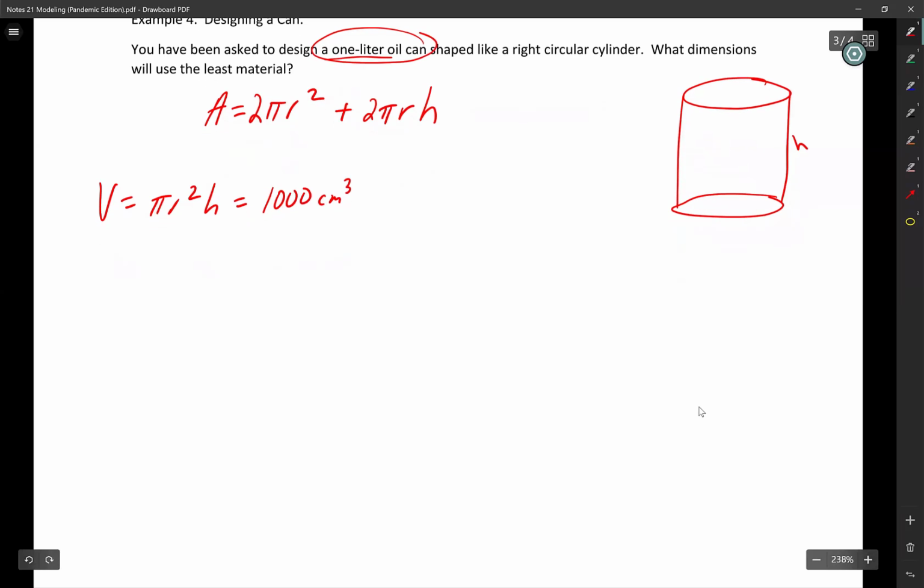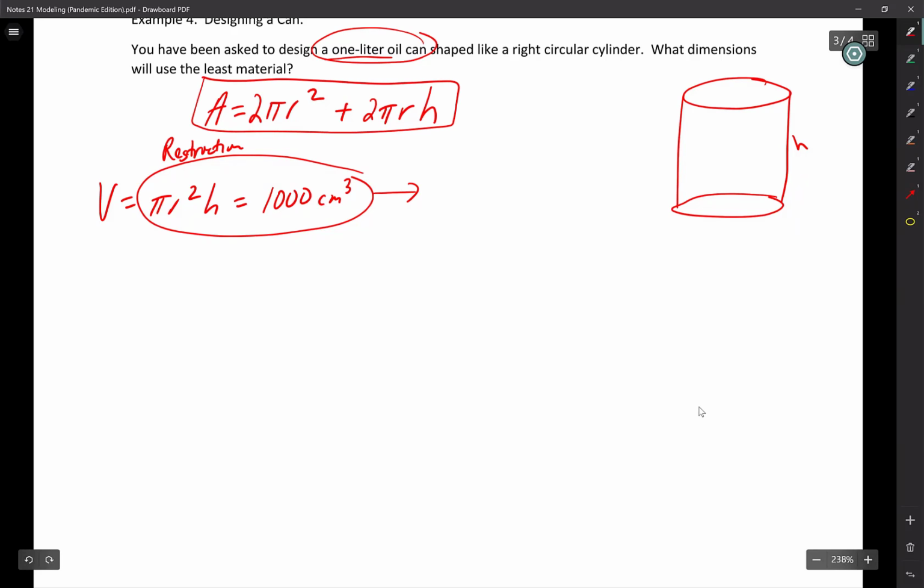So there it is. We're going to use this. This is your restriction equation. Since I want to take a derivative, I can take a derivative with everything in terms of h or everything in terms of r. It's easier if I take a derivative with one variable only. So I could either solve for h or solve for r. Which one looks easier to solve for from the volume? Yeah, it looks like it's easier to solve for h.